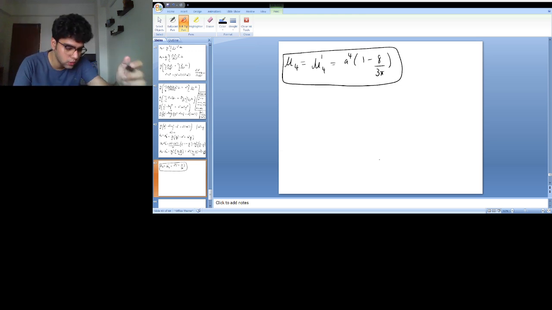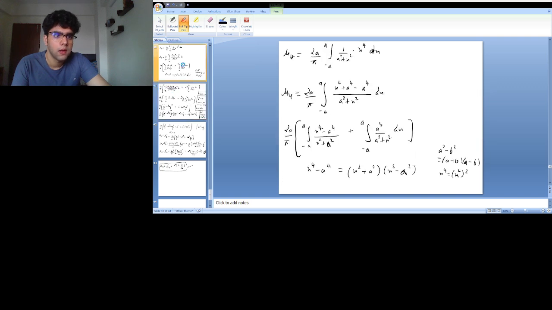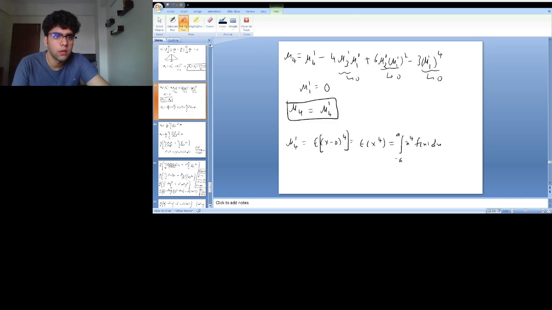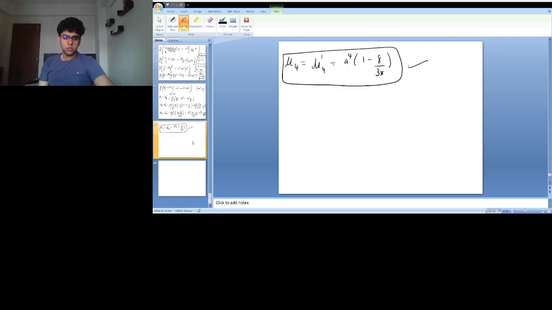This is our final answer, and we have shown that this is also correct, and this was also correct. Wait, this was also correct, right? So we showed that, and this was our example 5.13 of SC Gupta.